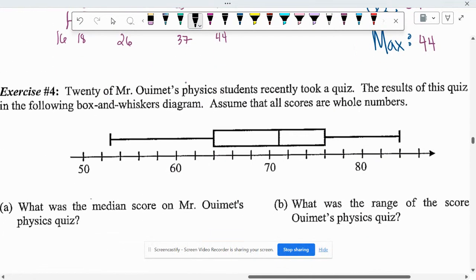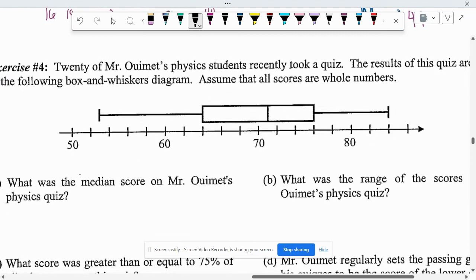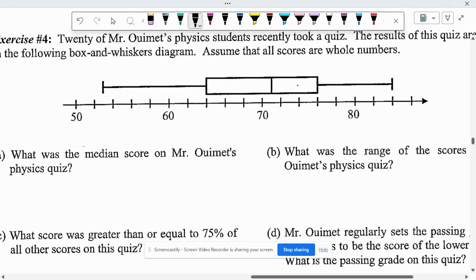Okay. So Mr. Quimet's physical science class took a quiz. The results of the quiz are down below. So what was the median score? Looking at the box plot, what was the median? Say it again. 70, we're counting by, this is 72, 74. So what is this? 71. The median score was 71.